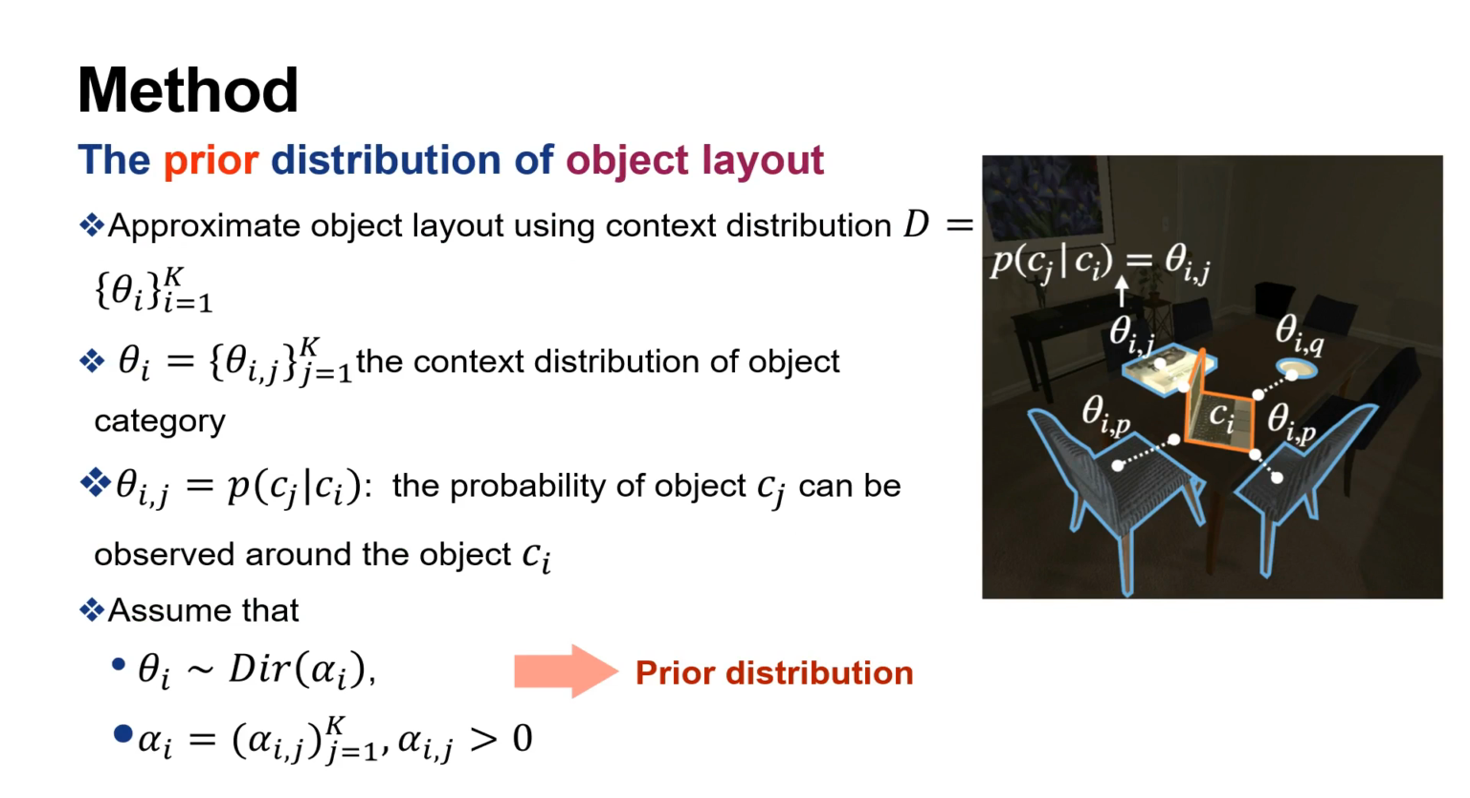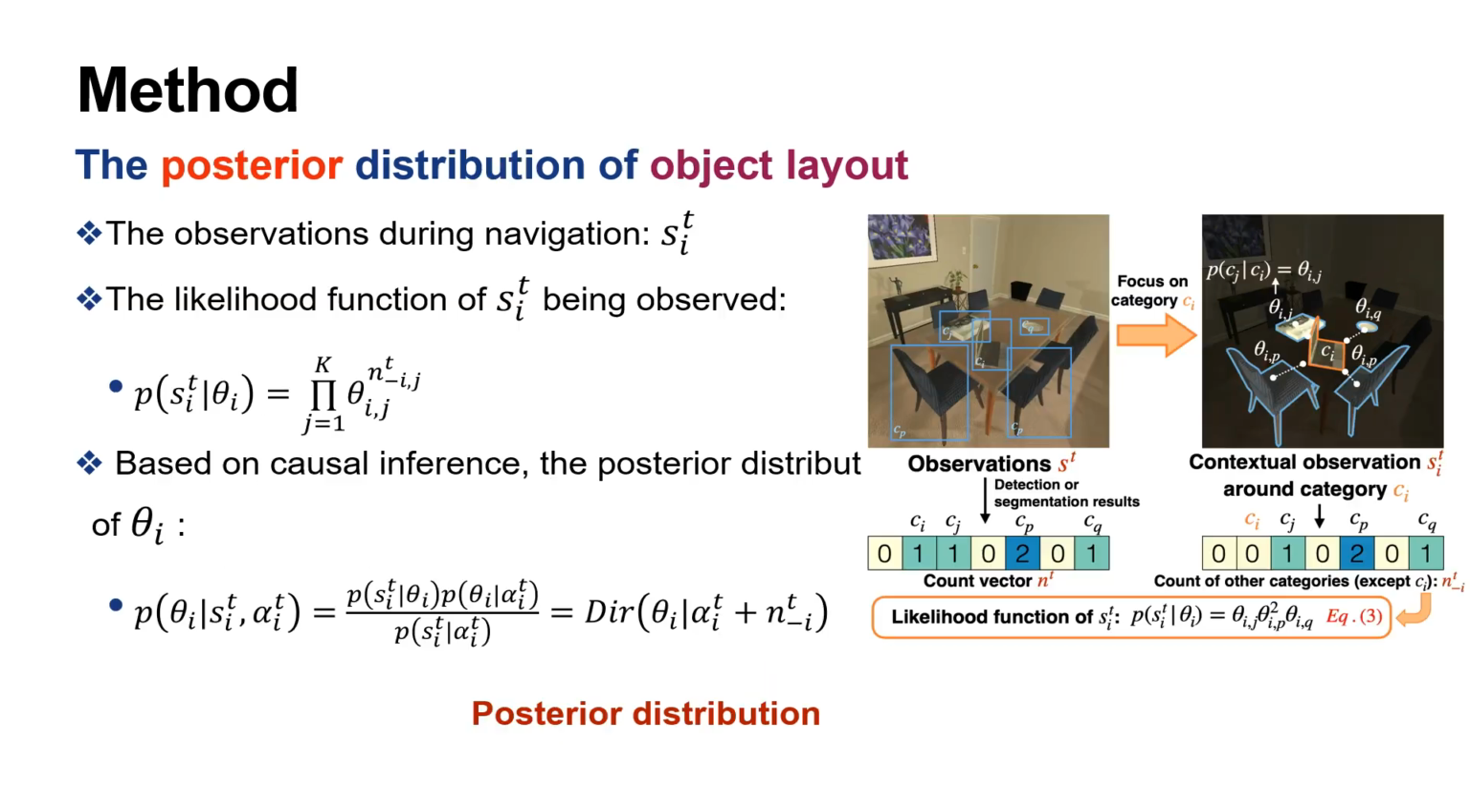As for the object layout, we use the contextual relationship D to approximate the object layout. The D is composed of the context distribution theta i of k objects. Each dimension of theta i represents the probability that the object category Cj can be observed around the category Ci in an observation. We assume that the context distribution theta i follows the Dirichlet distribution, and the alpha i parameterizes the distribution. During navigation, the agent receives the visual observation at every timestamp.